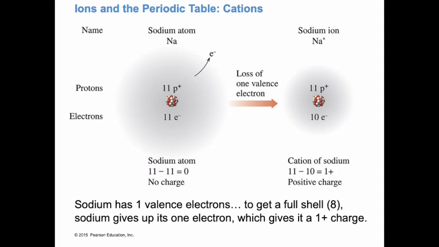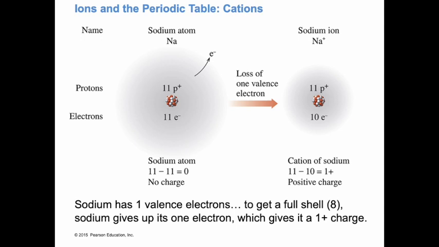The same thing with sodium. Sodium, as an atom, has 11 protons and 11 electrons. So it's neutral, it has no charge. But sodium is in that first row. It's an alkali metal. Alkali metals have one electron in their outer shell.